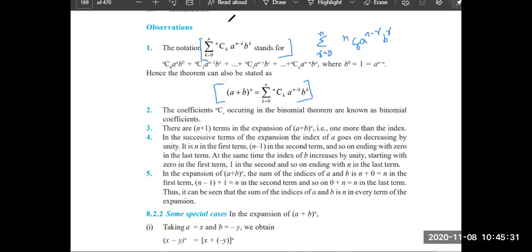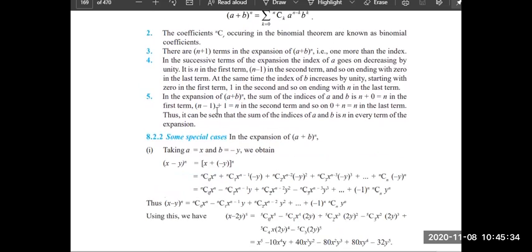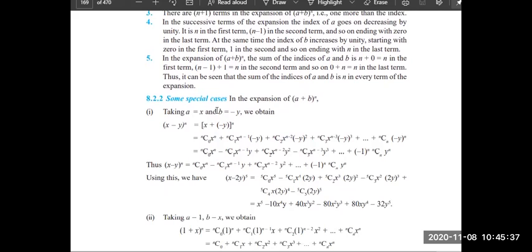Now, some special cases. These special cases are basically just variations. It's just the value. For example, if I'm having x minus 5, do you really need to remember any other formula for that? No. Just put y as minus 5. So whenever the power of y is odd, it will be negative, and whenever the power of y is even, it will be positive. Yes or no? So instead of a, b, you can put anything, and you'll get the expansion.